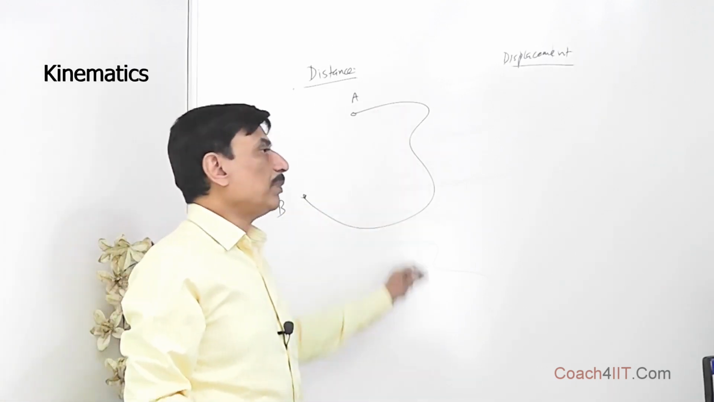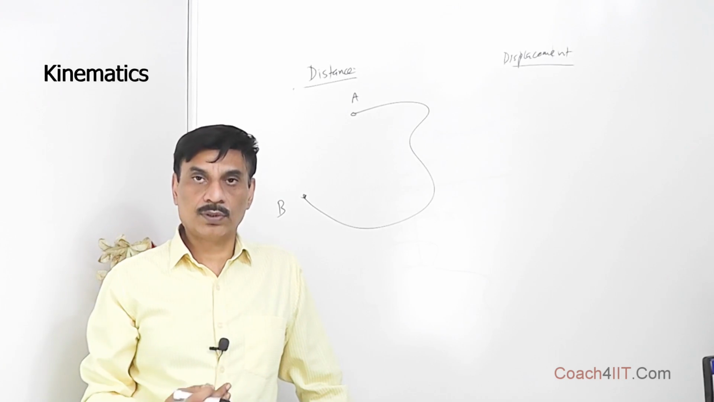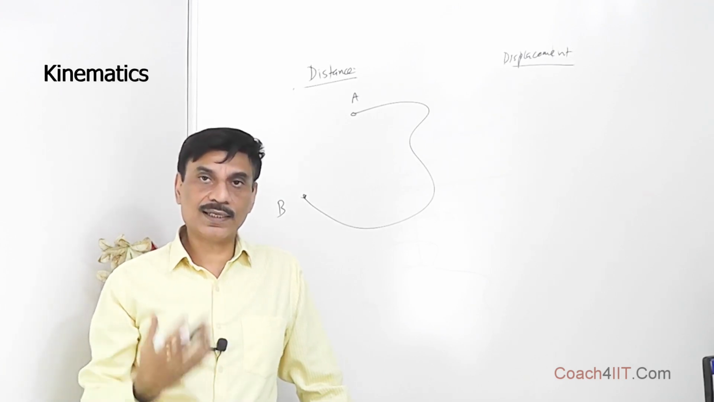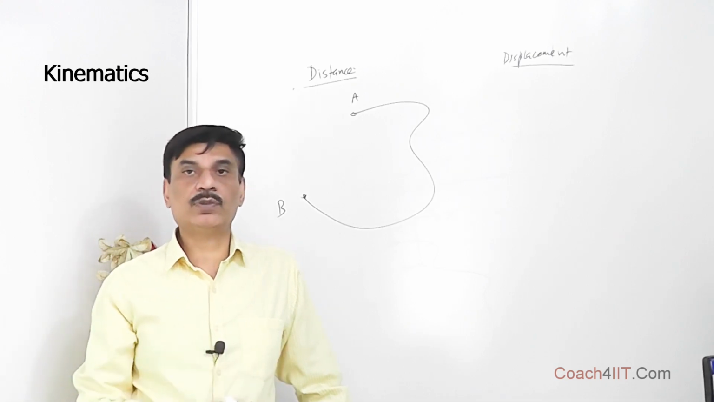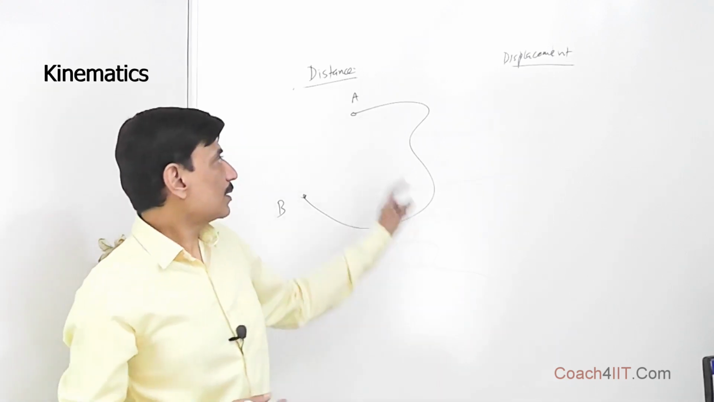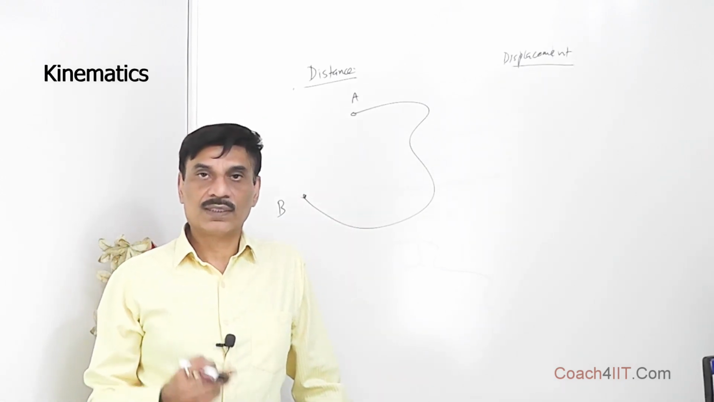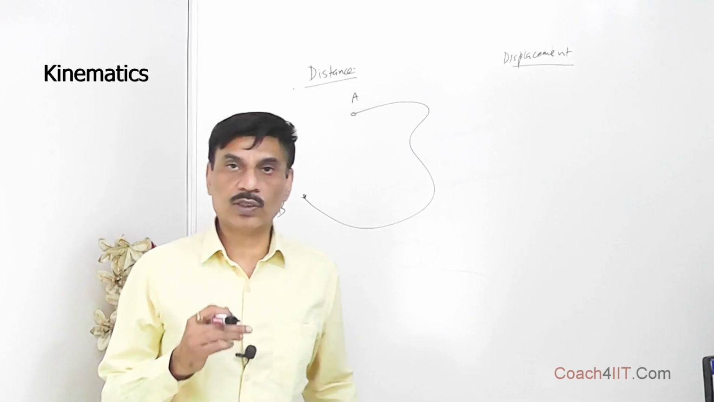This length can be measured in meters, centimeters, millimeters, kilometers, or light years. They are all units of length only. This length of path is called the distance. Distance is a scalar quantity. It has only magnitude.